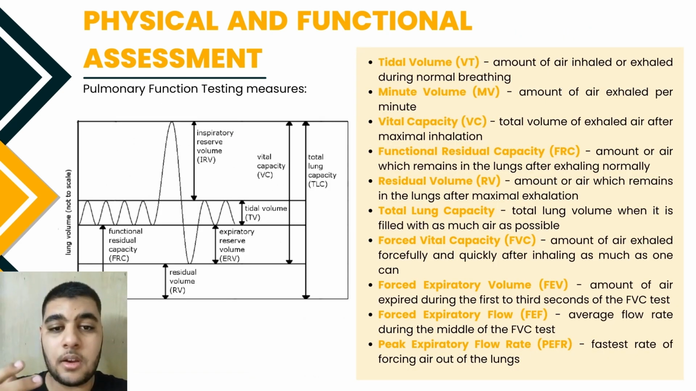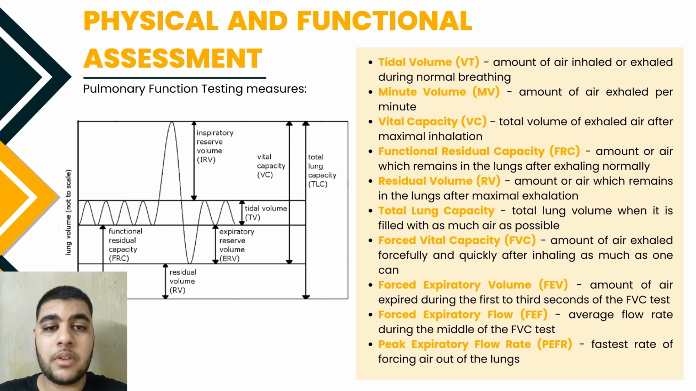As we can see in the diagram on the left, these are the measurements of the pulmonary function test. It measures the tidal volume, which is the amount of air inhaled or exhaled during normal breathing; minute volume, which is the amount of air exhaled per minute; the vital capacity, the total volume of exhaled air after maximal inhalation; functional residual capacity, which is the amount of air that remains in the lungs after exhaling normally; and residual volume, which is the amount of air that remains in the lungs after maximal exhalation.